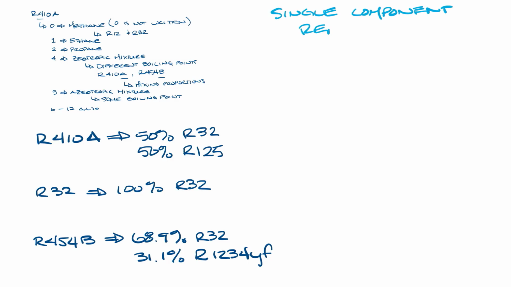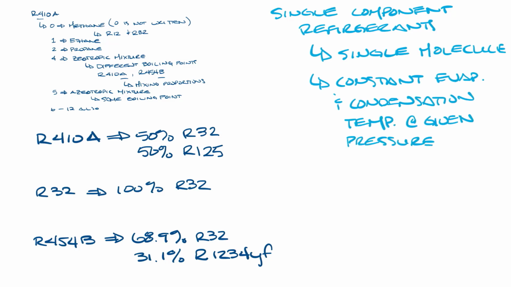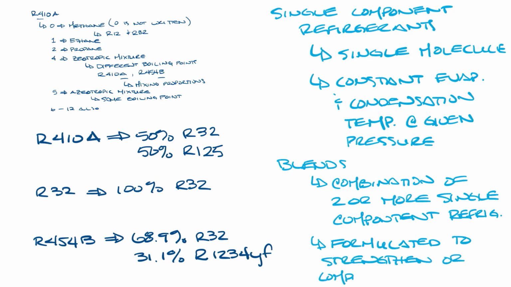Single component refrigerants are comprised of only one type of molecule, so they have a constant evaporation and condensation temperature at any given pressure. Refrigerant blends are a combination of 2 or more single component refrigerants that are carefully formulated to strengthen or compensate for certain properties. So the 4 in R410A and R454B designate that they are mixtures with different boiling points. So let's scoot this over.